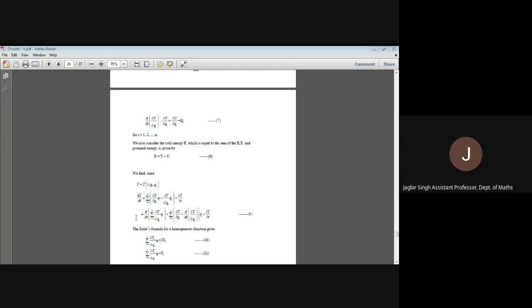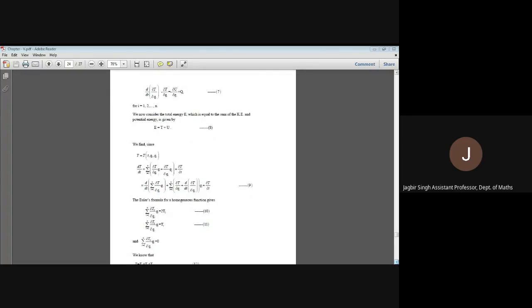Now all of you know Euler's formula for homogeneous functions. As T2 is a homogeneous function of degree 2 in velocity, the summation i from 1 to n of ∂T2/∂qi dot into qi dot will be equal to 2T2. Let me remind you of Euler's formula.